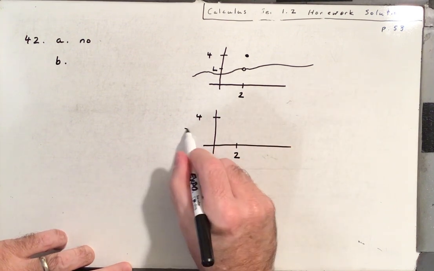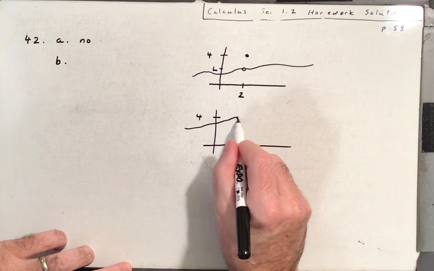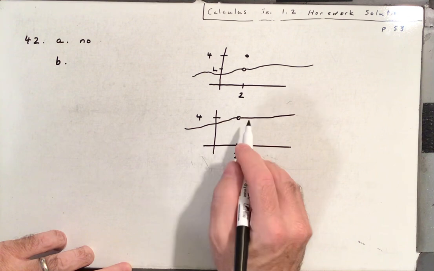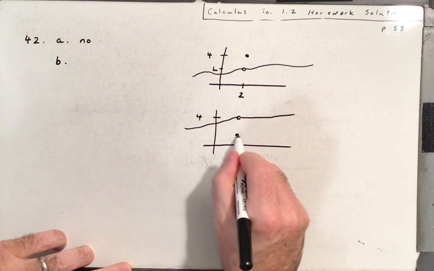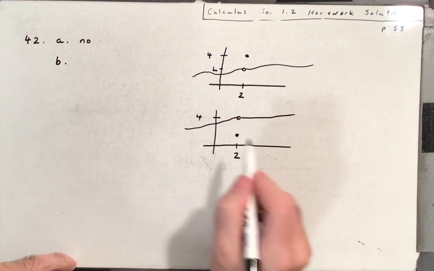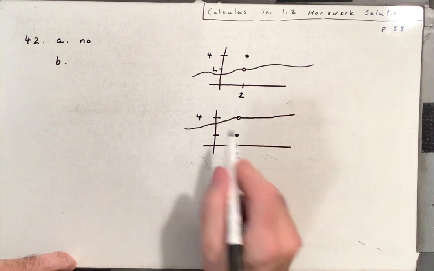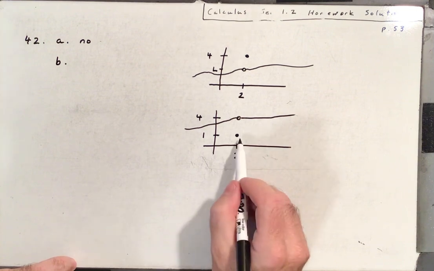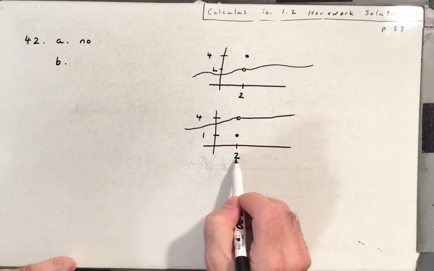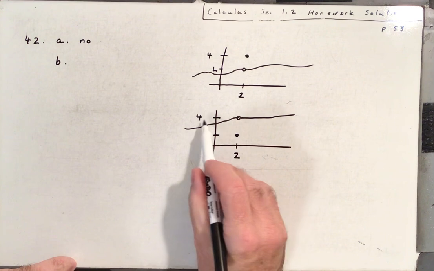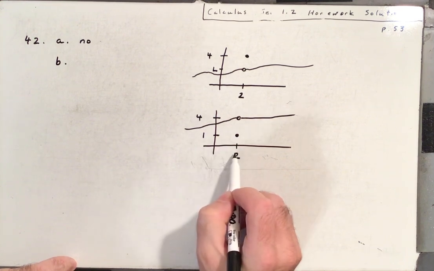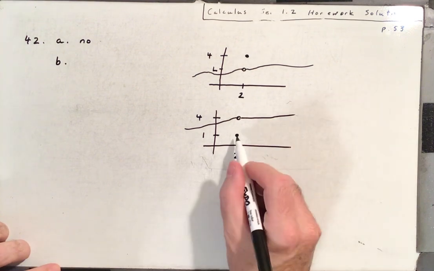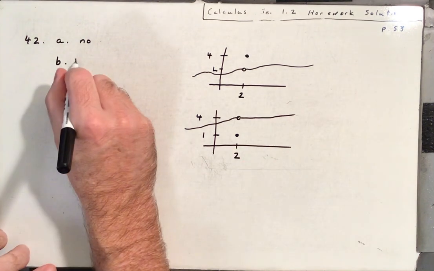Let's say we have a function, but it has a hole right there, and the limit is 4. But the algebra solution is, let's say, 1. Okay, so we can't conclude anything about f of 2. We can only state that the limit is 4. So really there's not enough information. We can't conclude anything on there. So the answer is no.